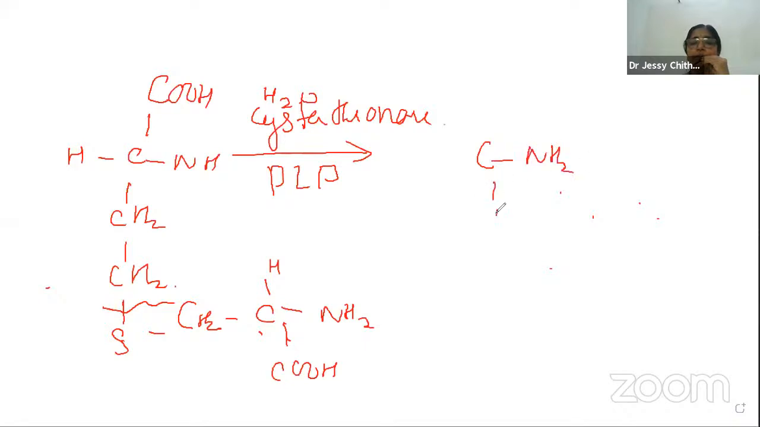NH2, COOH, CH2, SH. That is cysteine. And here one OH group gets attached, forming homoserine. Understand? So this is the structure of homoserine, and this is cysteine.